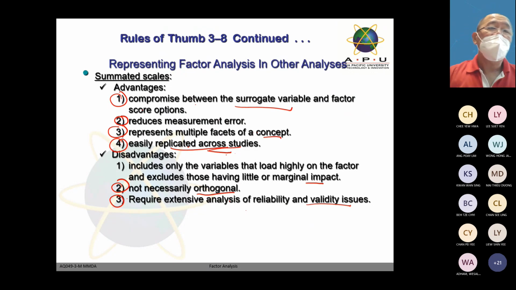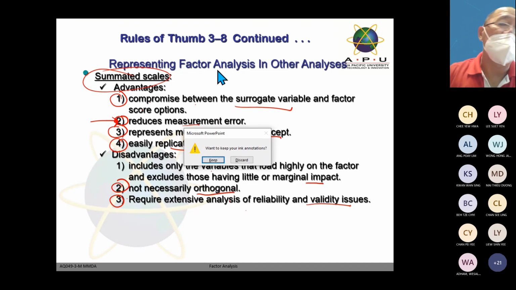So another example, let's say you worry that the sampling error may be high. Sampling error, measurement error may be high. Therefore, you can use the summated scale, which can reduce the measurement error. Okay. So any question on this? You focus on the advantages and disadvantages of the summated scale and also the factor score.